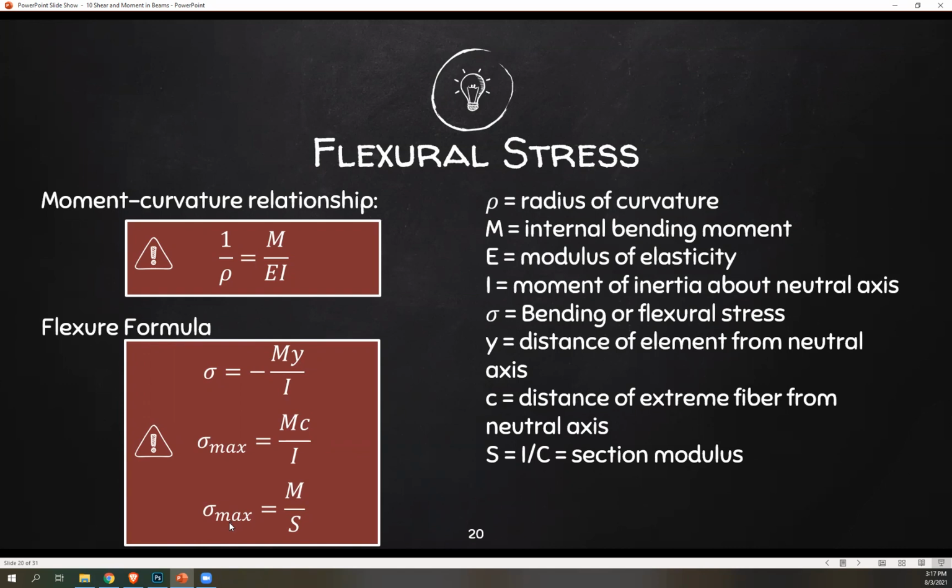And then another equation is M over S, because I over C is known as section modulus. If you know the section modulus of a beam or a cross section, you can simply use the equation M over S. So you don't have to solve for I anymore. And S is, again, just I over C. We call that section modulus. So let's talk about how that came to be. Or why is there a negative in my equation?